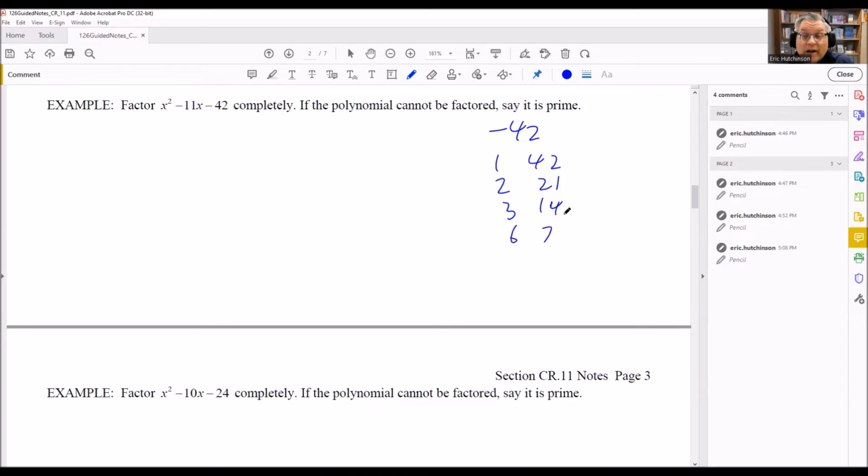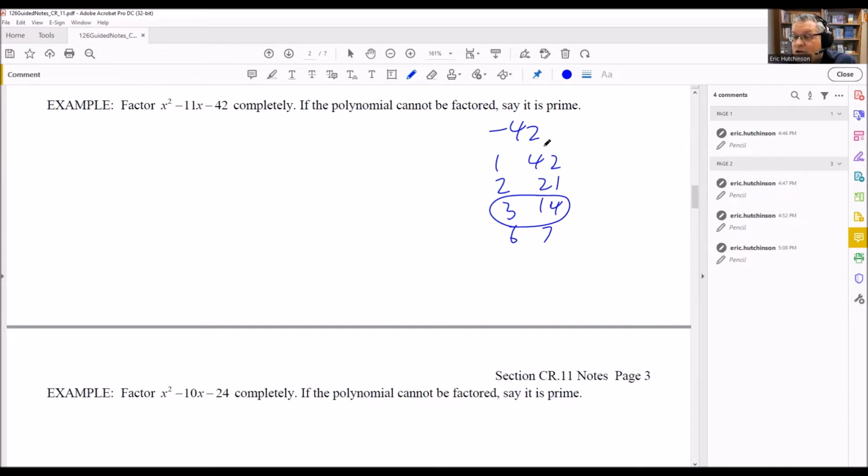I want to find the pair to where if I subtract them, I get negative 11. The reason I say subtract is because remember, one of these numbers is going to have to be negative. So in a way, we're really adding the opposite, or subtracting, we can say. Of all these, the only one that allows us to get 11 is this pair, the 3 and the 14. But 3 times 14 is positive 42, so that's why one of these needs to be a negative.